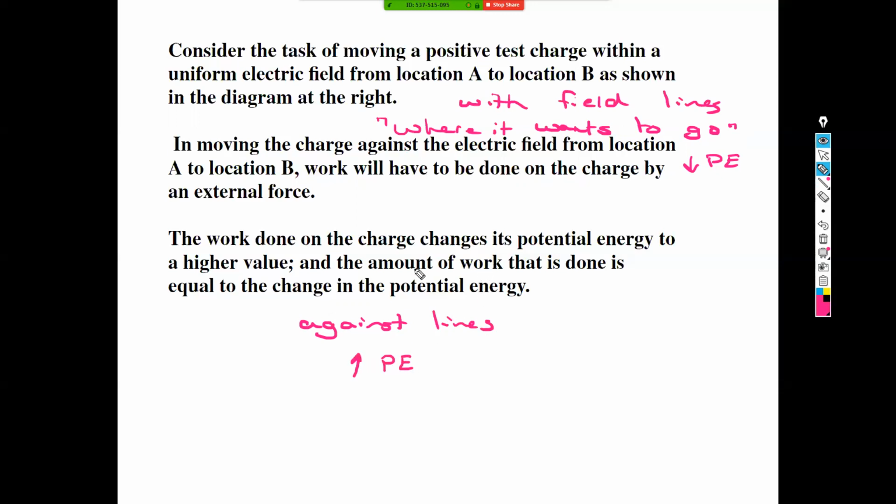Whether you're putting work into it, or gravity is doing the work, are you fighting it or are you working with it? Fighting it down here, going with it and working with gravity in that case, or now with the field lines, the electric field lines.